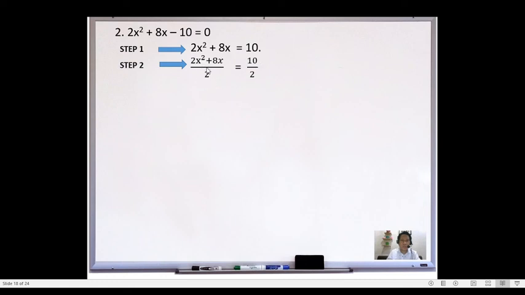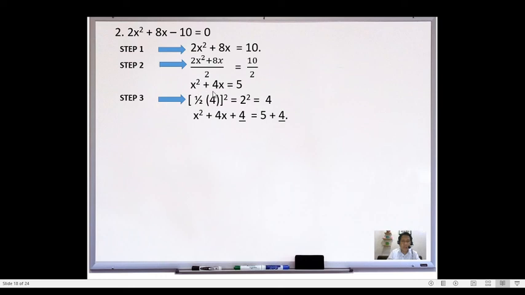If we divide both sides, 2x squared divided by 2 is x squared. 8x divided by 2 is 4x. And then 10 divided by 2 is equal to 5. So that is now x squared plus 4x is equal to 5. For step 3, again, we're going to make x squared plus 4x a perfect square trinomial.